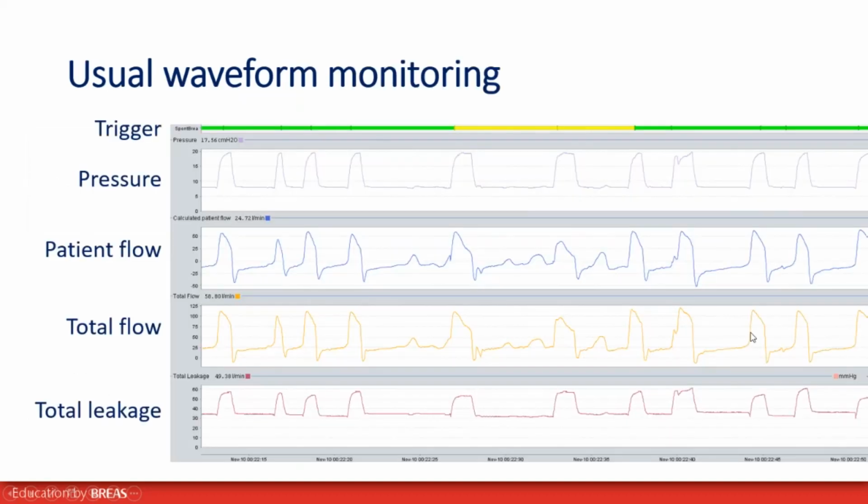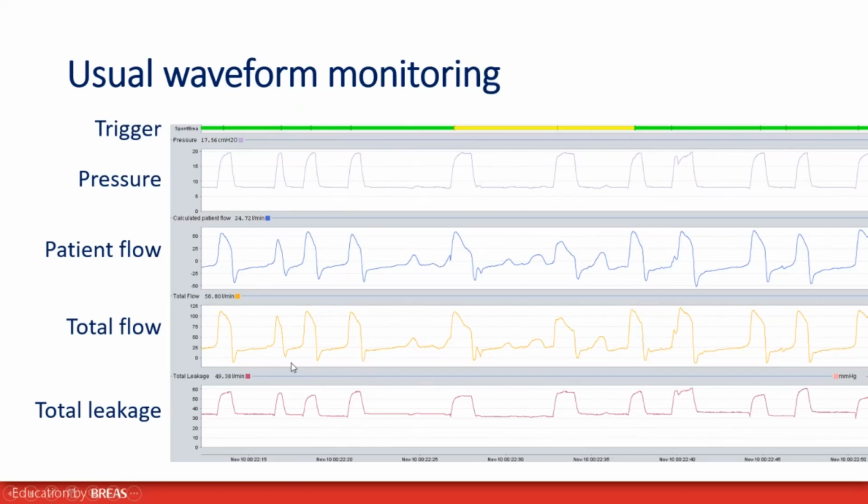So the usual waveform monitoring associates the trigger. I like to put the trigger color code on the top. Green means that the breath was triggered by the patient, and yellow that the breath was triggered by the ventilator according to the backup respiratory rate. Then we have pressure, patient flow, and total leakage.